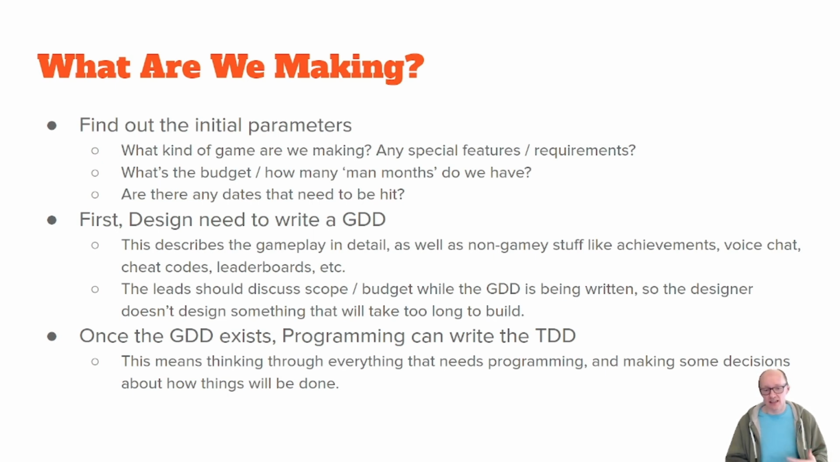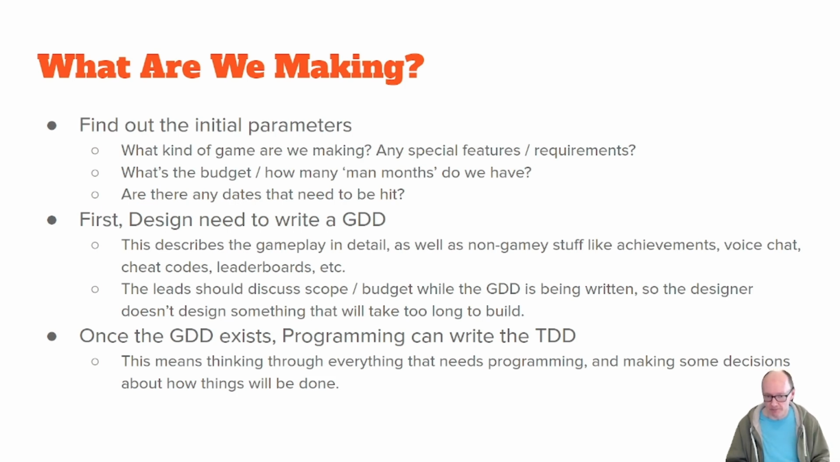As the GDD is getting written, the leads should discuss the scope and budget as they go, so the designer doesn't design something that will take too long to build. If you've got a 3-person team that's going to make a game, then you don't want to make World of Warcraft or Fortnite or something like that. You need to be making something smaller. So as much as possible, the GDD should try and land in the right ballpark for the team and the budget, and the timeline.